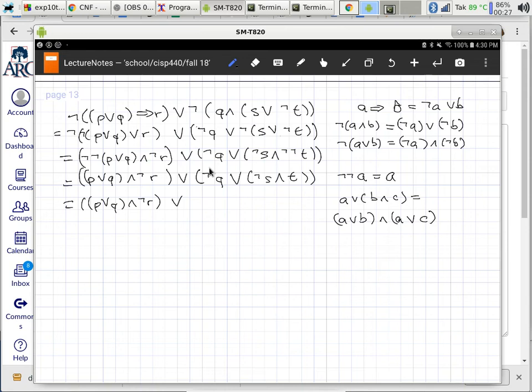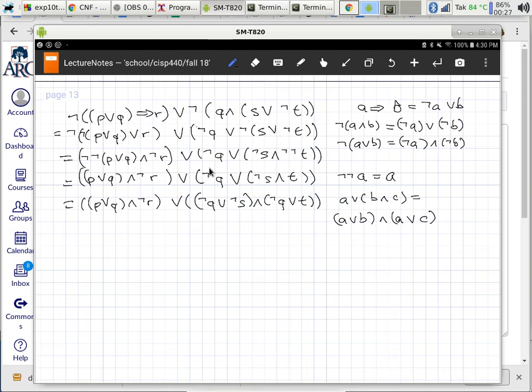Okay, so we're going to distribute that. So we end up with not Q or not S, that's one thing, and not Q or T as the other thing. Is that okay? That's just the distribution. So at this point, I have everything in the right place.